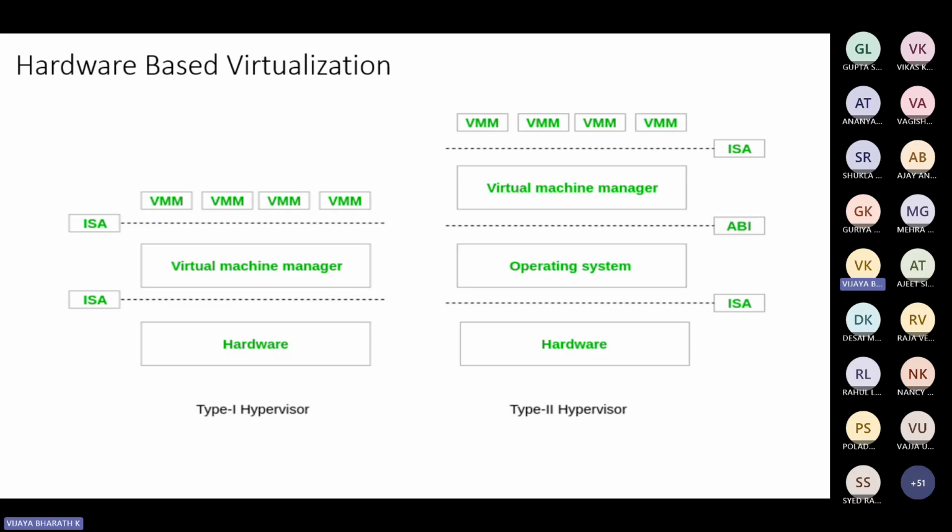Okay, now you can see in the type 1 hypervisor, on top of the hardware, you have the hypervisor. The hypervisor is directly installed on a bare metal machine.